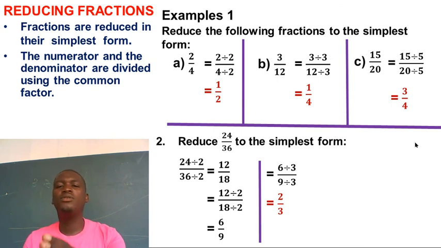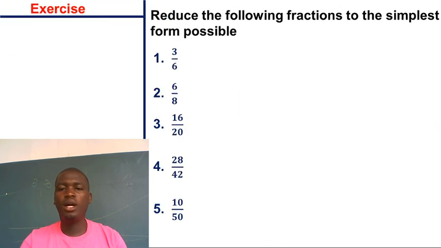What is the difference between number 1 and number 2? In number 1, we are dividing once. In number 2, we kept reducing until we reached our final answer of 2/3. Let's take a look at the next step. Underline your work. Our next step is the activity: reduce the following fractions to the simplest form possible. When you reach there, that is the final point.